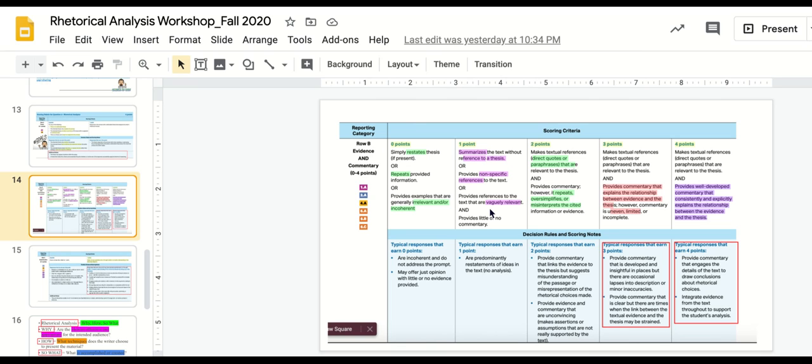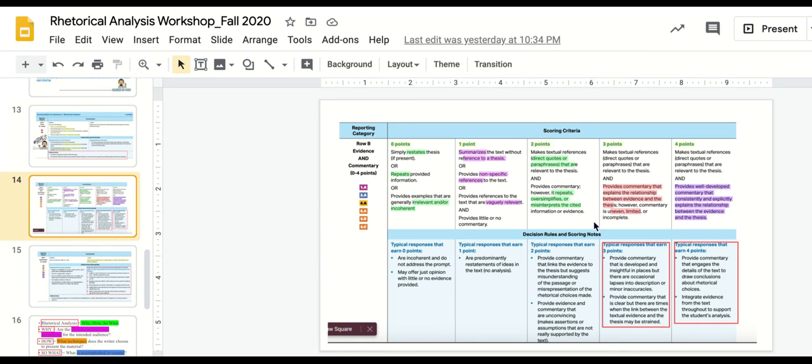So you have to show them how you are thinking and processing through these strategies. You could get 2 points for direct quotes or paraphrases that are relevant to your thesis and provides commentary, but it repeats or oversimplifies the cited information. One thing I do notice a lot with writing is that people tend to repeat themselves. Don't do that. Don't oversimplify it.